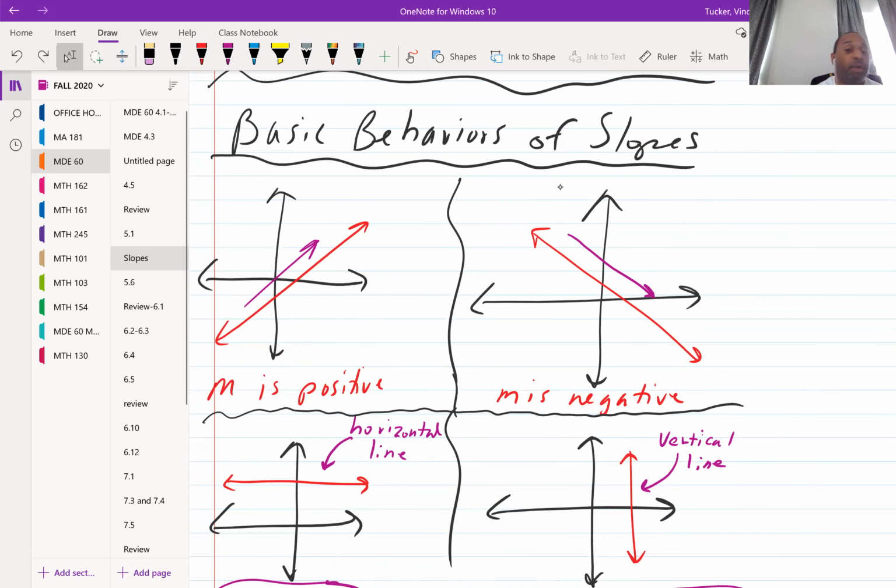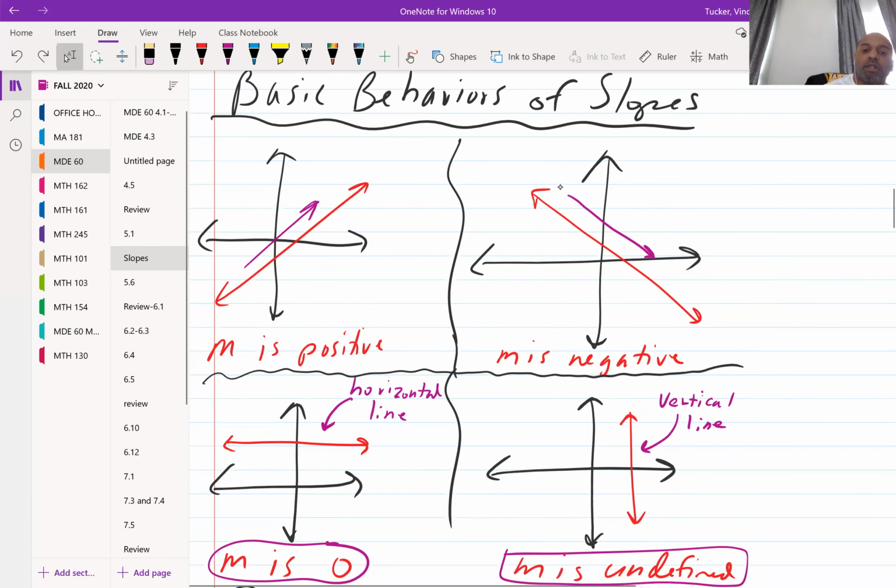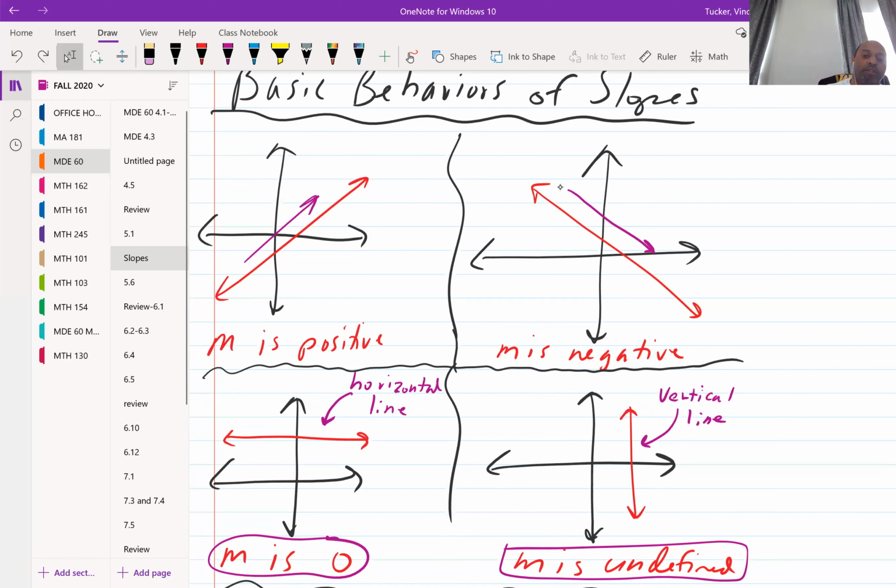So we have 4 basic behaviors of our slopes. If you follow your graph going from left to right and it's going up, your slope is positive. From left to right, if your line is going down, your slope is negative. If you have a horizontal line, your slope is 0. If you have a vertical line, your slope is undefined.